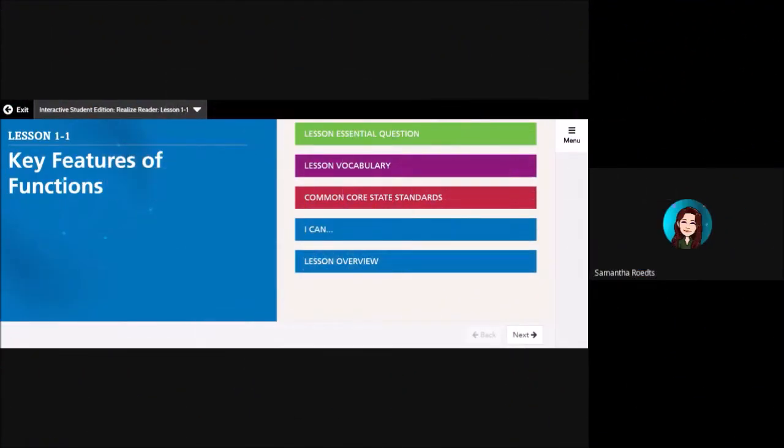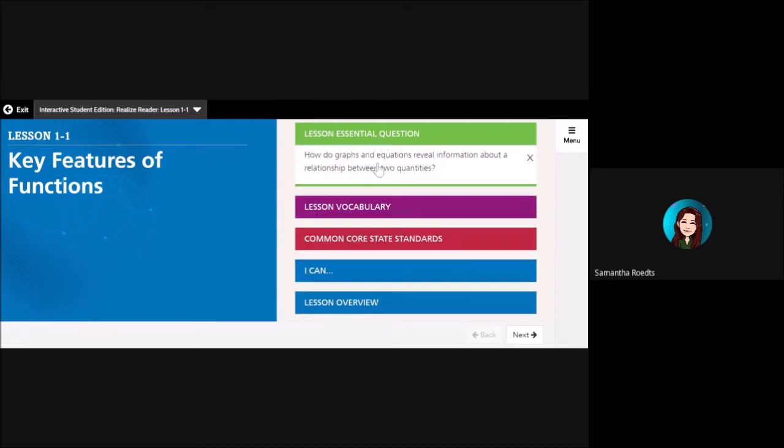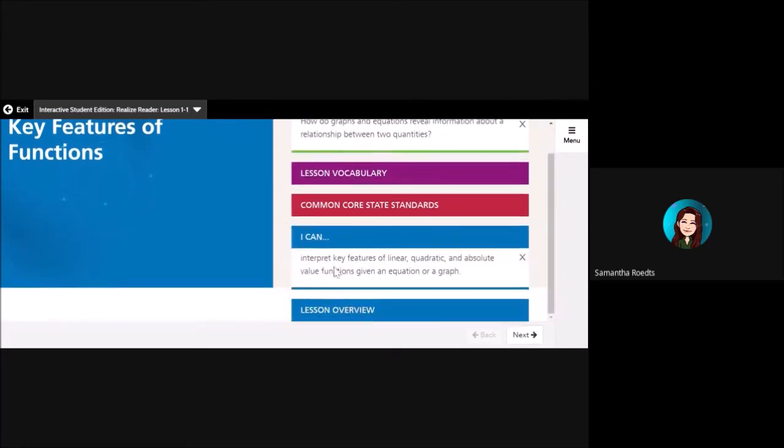All right, this is Unit 1, Lesson 1, Key Features of Functions. So my lesson essential question is, how do graphs and equations reveal information about a relationship between two quantities? At the end of this lesson, we'll be able to interpret key features of linear, quadratic, and absolute value functions given an equation or a graph.